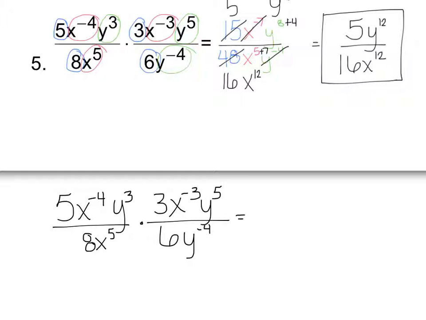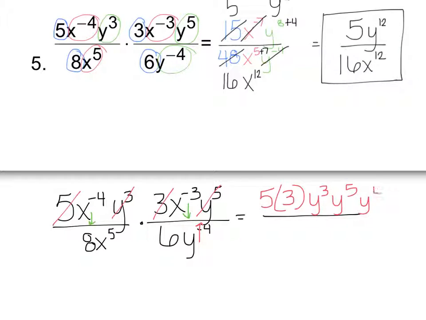So, let's see. Let's just say this is going to go down, this is going to go down, and this one's going to go up. That just kind of helps me out. So on top, I'll have 5 and 3, and then y cubed, I'm going to mark it out as I use it, and y to the 5th, and y to the 4th from moving this one up.